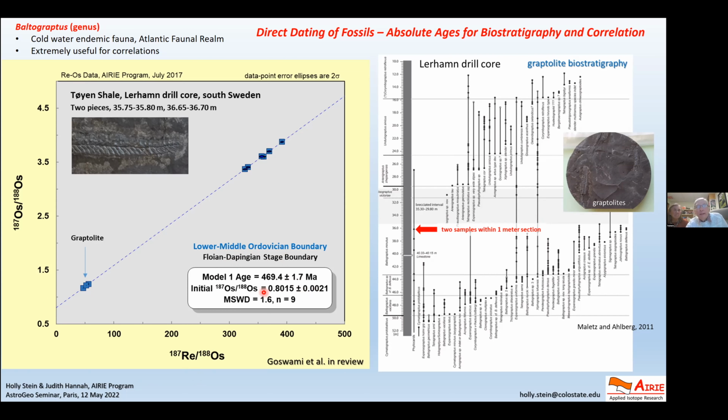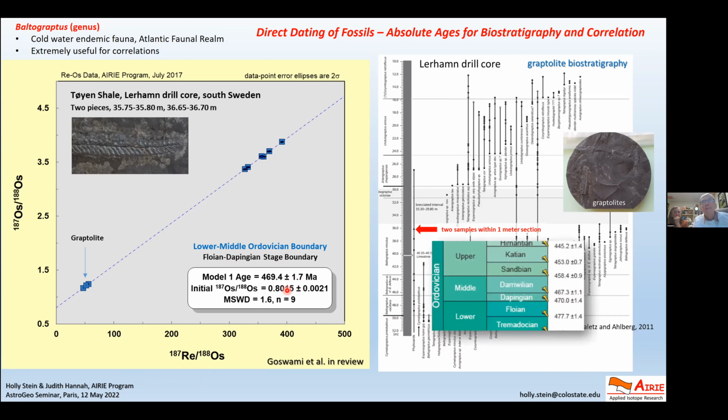How well are we doing? And here, the Ordovician had a little bit higher initial osmium ratio, 0.8. Today, the seawater is what, about 1? A little more than 1, I think, yeah. And nice MSW, very nice fit. And this will be coming out soon.